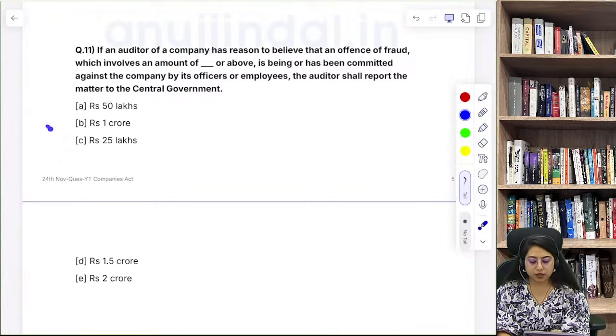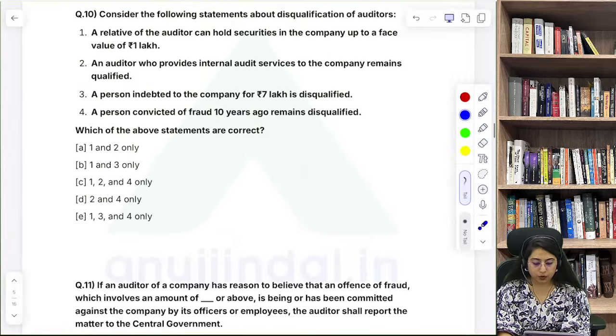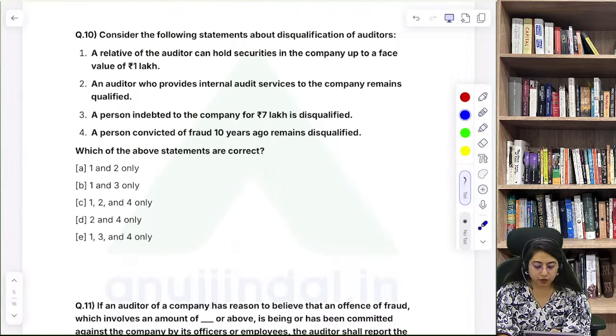Okay, the right answer here is 1 crore. Absolutely correct. Kajal, Rahul, correct. Point 4. A person convicted of fraud 10 years ago remains disqualified.